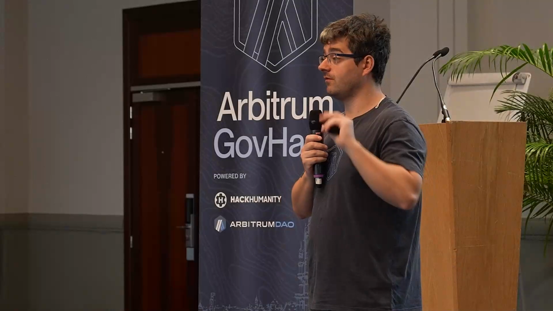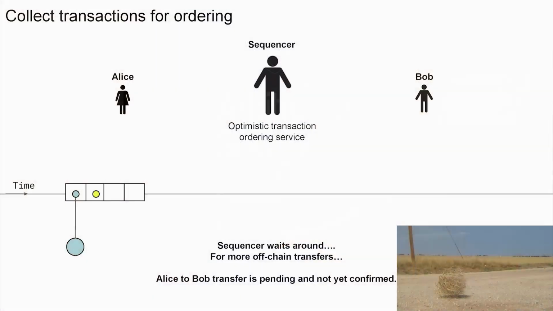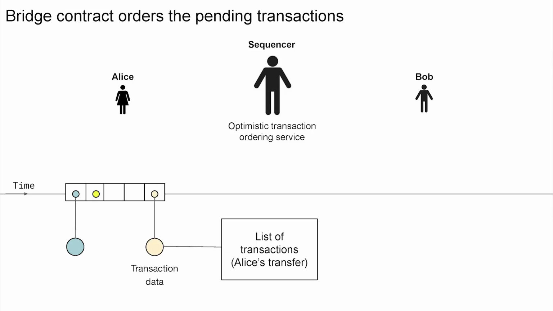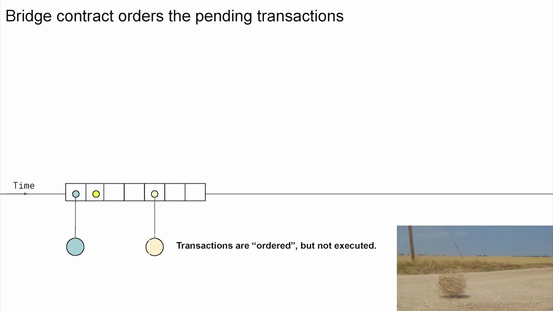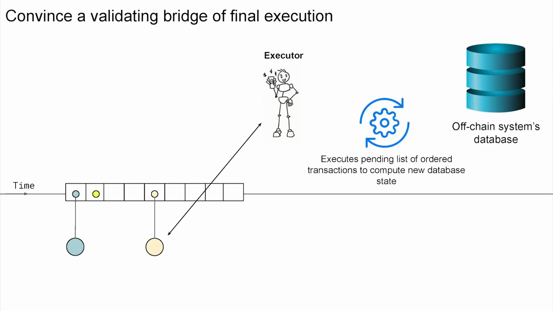And Arbitrum, in rollup mode, will post this to Ethereum directly to the bridge. But generally speaking, the sequencer's job is to pass this on, so it could be passed on off-chain as well. Once the transactions are ordered, they're on Ethereum, they're on the bridge, in rollup mode all the transaction data is there, they're ordered, but they're not yet executed. So the executor has to come along.